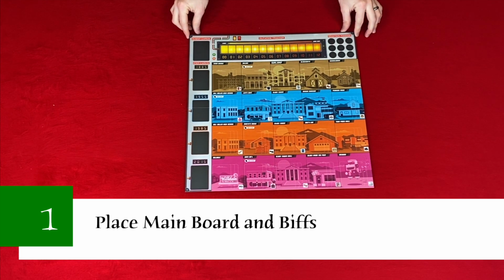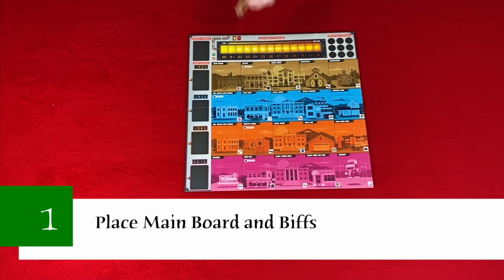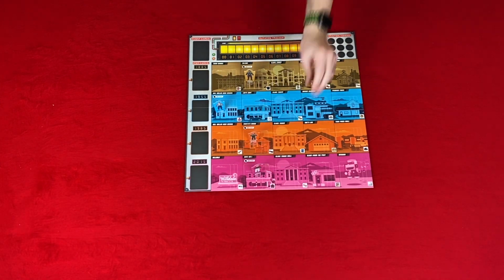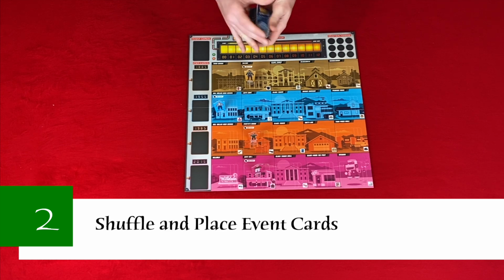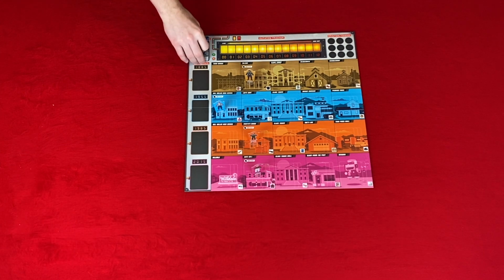Now let's take a look at the setup. We're going to be setting this up for a 3-player game, which takes 6 steps. Step 1, place the main board in the center of the play area. Then place the 4 Biffs on their starting location for each year. Step 2, shuffle and place event cards. You will shuffle the event cards and place them on their indicated space in the upper left corner of the main board.